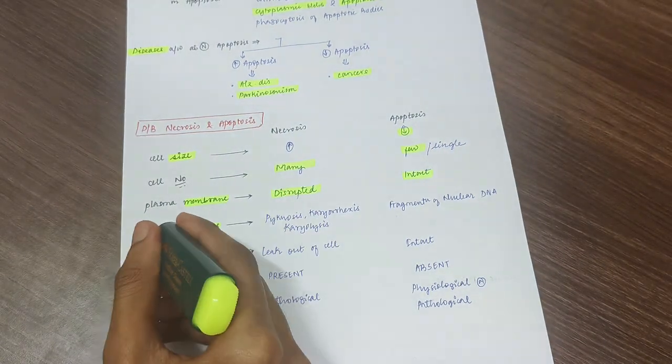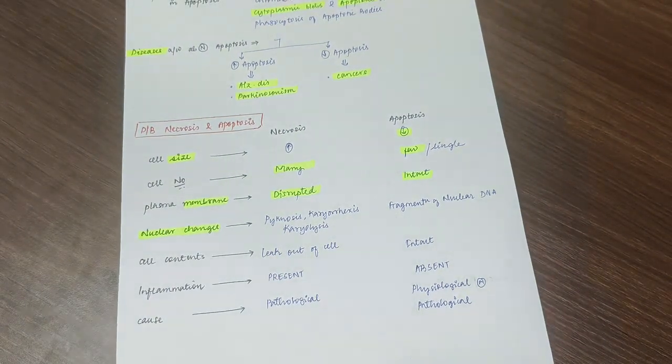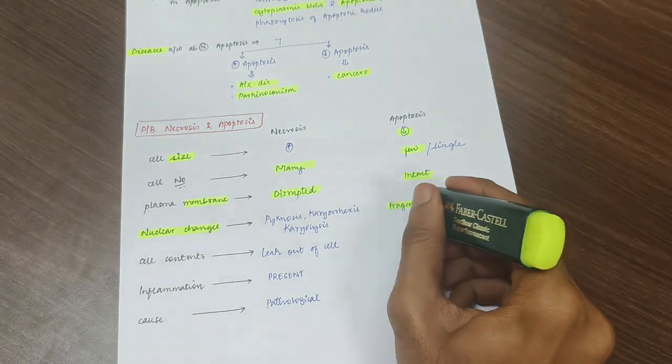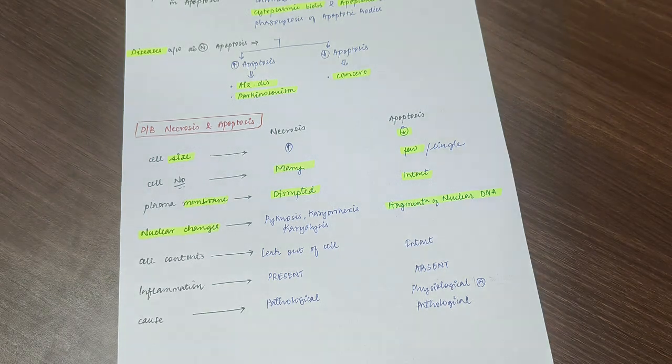What happens to the nuclear changes here? Nuclear changes in necrosis, you are going to see the irreversible change. Both of these are irreversible changes of cell injury only. Necrosis and apoptosis both are irreversible, they cannot be stopped. So nuclear changes in case of necrosis are pyknosis, karyorrhexis and karyolysis. These are seen in necrosis, whereas in case of apoptosis, you are going to just see the fragmentation of nuclear DNA.